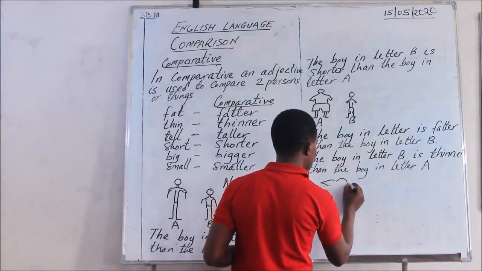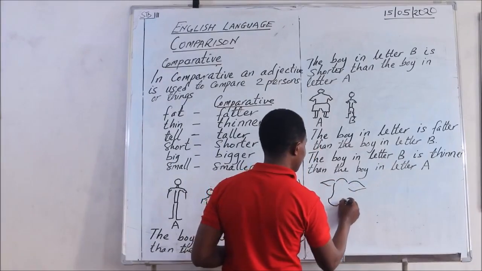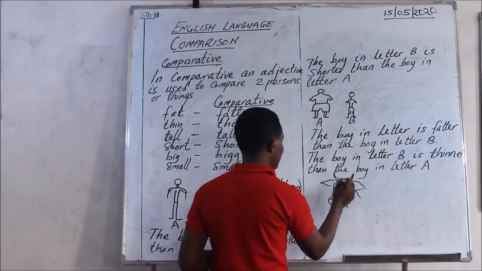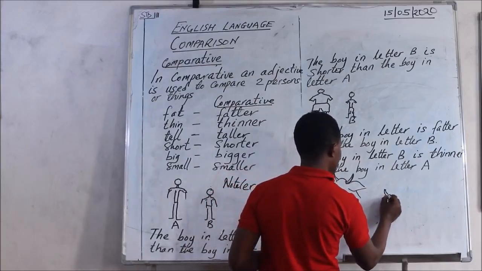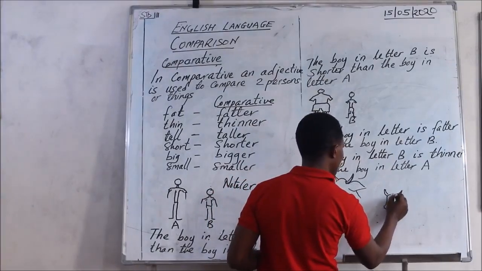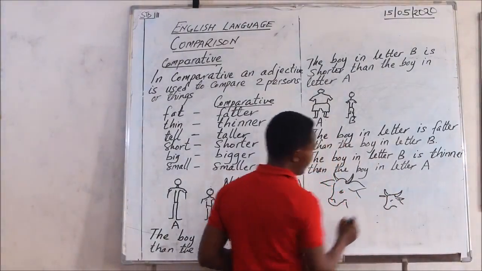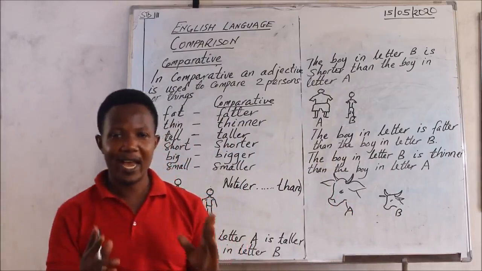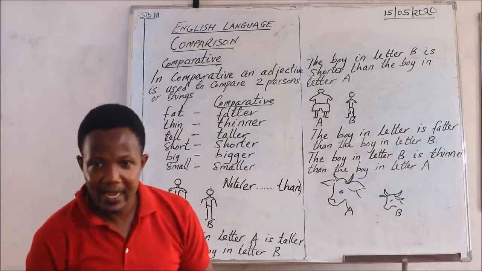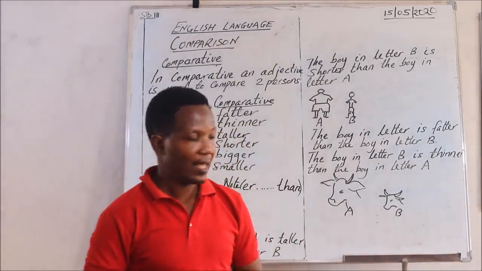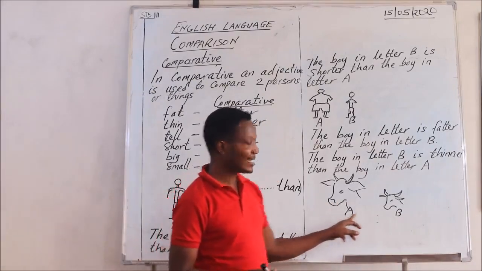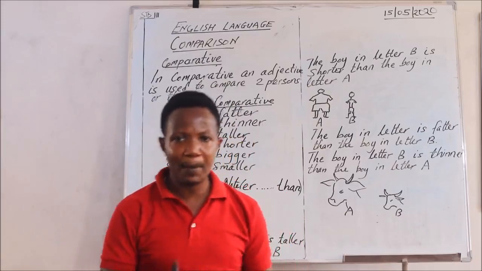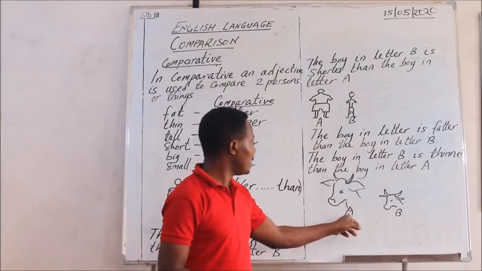The last diagram. Let me give you here letter A and here letter B. There also, we have a picture in letter A and a picture in letter B. A cow in letter A is bigger than a cow in letter B. But also, a cow in letter B is smaller than a cow in letter A.